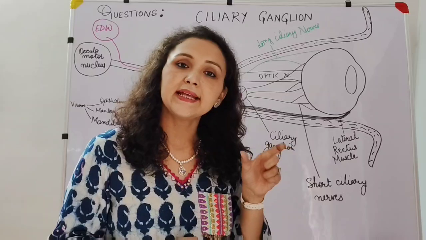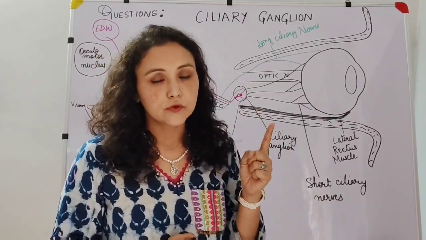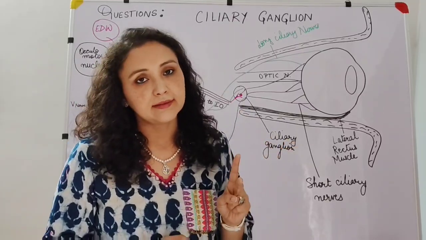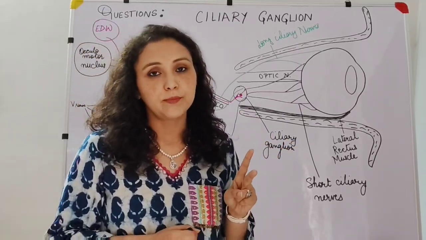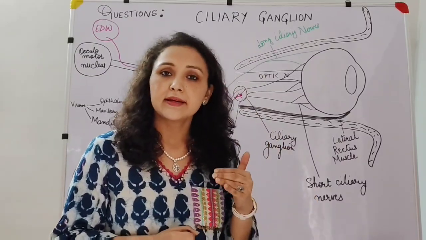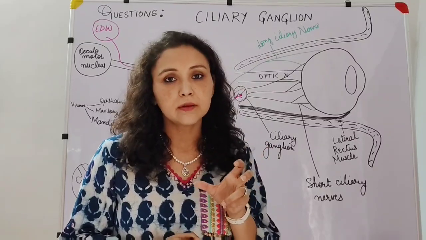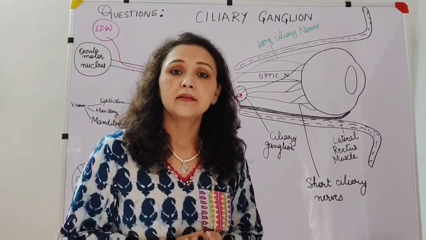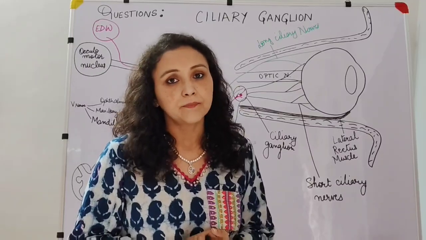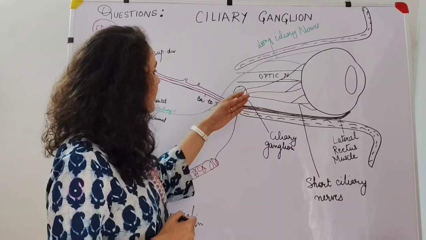Now, just by reading this statement, you should understand one thing. Loss of accommodation, that is a function of ciliaris muscle. Another, loss of constriction of pupil, that is a function of sphincter pupillae muscle. Now, as we discussed it in the previous class, these two, ciliaris and sphincter pupillae, are supplied by the parasympathetic root of ciliary ganglion. So now the questions can come as maybe name the ganglion.